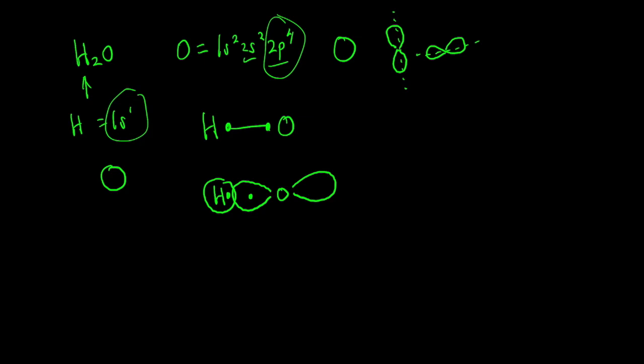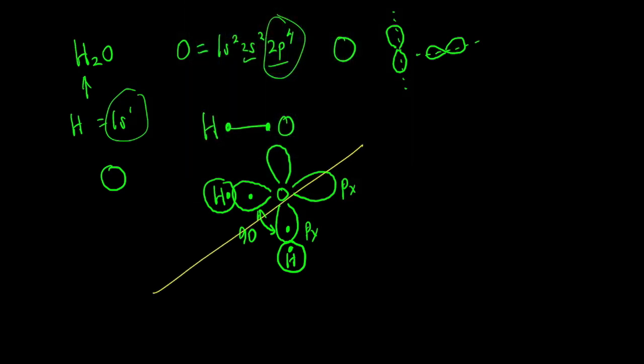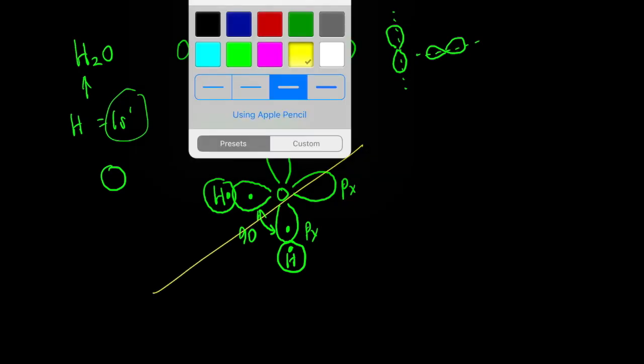And then they said, well, wait a minute, if this is the px, the other orbital would have to be a py. So here's another p orbital on the oxygen atom. And this would have to be arranged 90 degrees with respect to the other one, because the px and the py are 90 degrees. And, well, that's wrong, because we know that water does not have a 90-degree geometry.